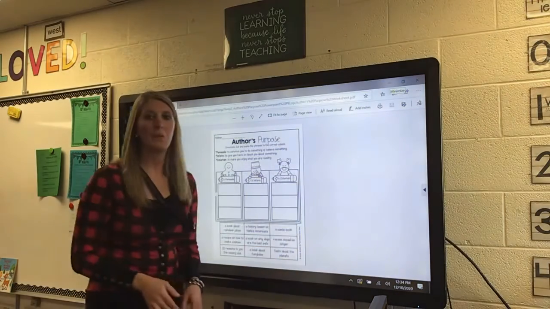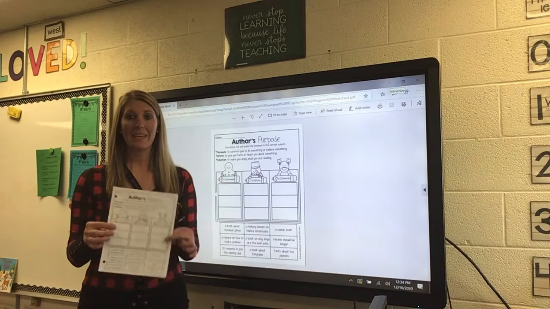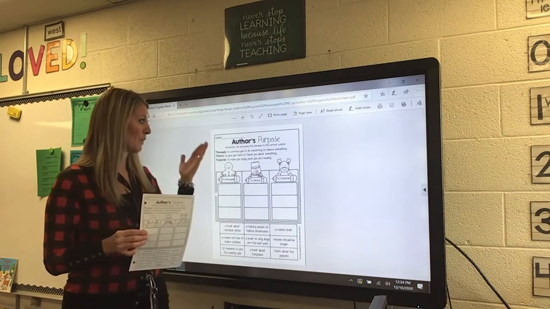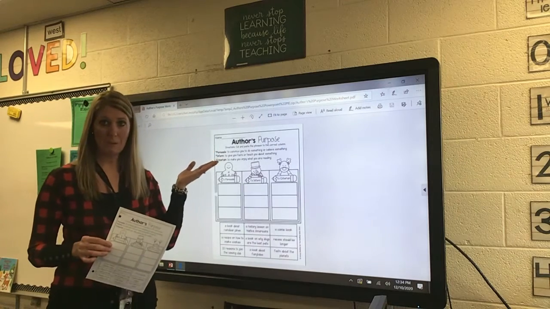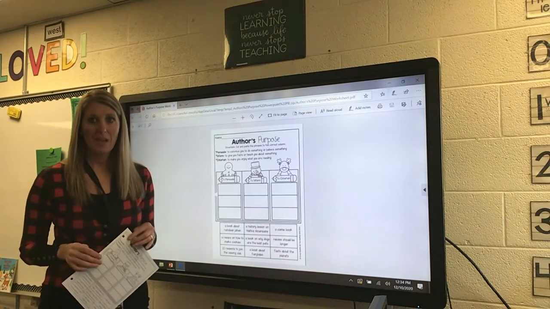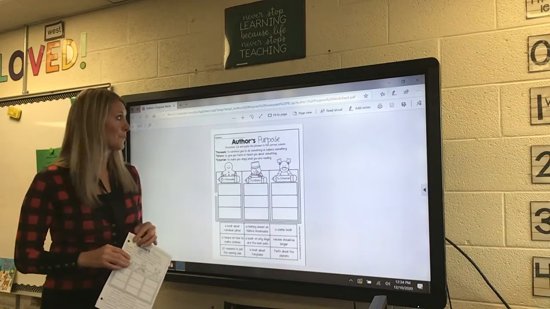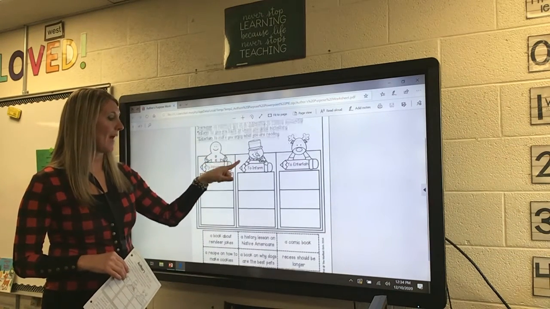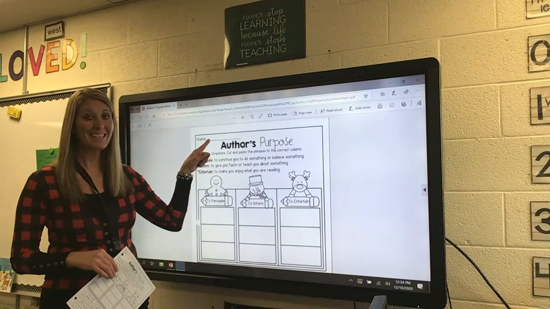Okay, so let's practice this by getting out our reading worksheet for today. And it looks like this. It's called Author's Purpose. If you need to pause the video to go get your worksheet, please do that. Once you get your worksheet, please put your name at the top, nice and neat.